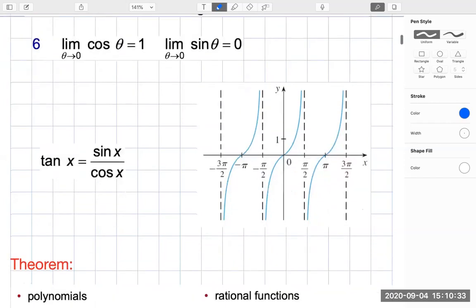And a very special function, tan of x, we see that there are so many vertical asymptotes of tan of x. For example, you can see x equal to -3 pi over 2 is one vertical asymptote. And another one would be at x equal to -pi over 2, or x at pi over 2, and so on. This is the graph of the tangent function.